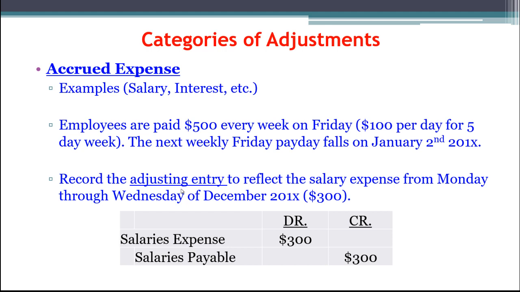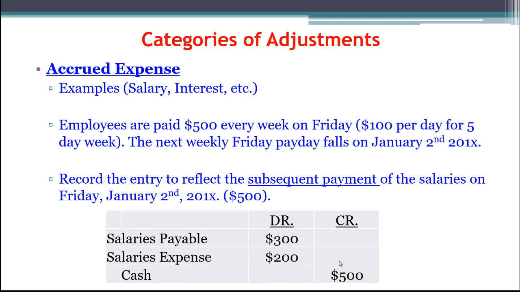So we're going to record the adjusting entry to reflect the salary expense for Monday through Wednesday of that year, $300. Now notice that with the accruals, the very first entry that happens is the adjusting entry. We're going to debit salaries expense for the $300 to reflect the fact that we've used up the benefit of those employees, and we're increasing the expense with this. We're crediting salaries payable, which is a liability, for $300 to show that we owe them money next payday.